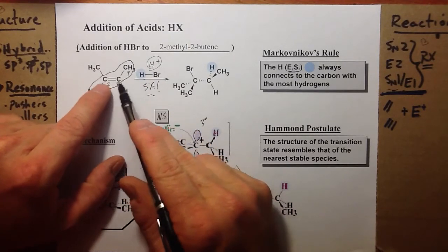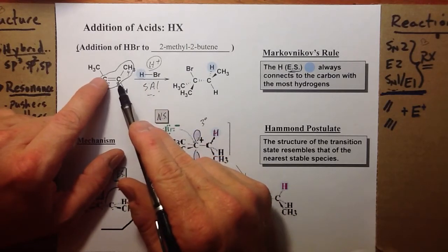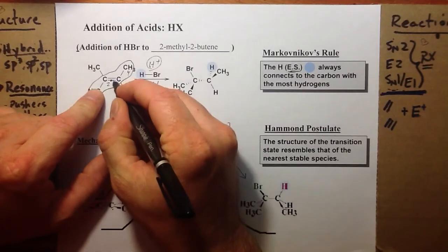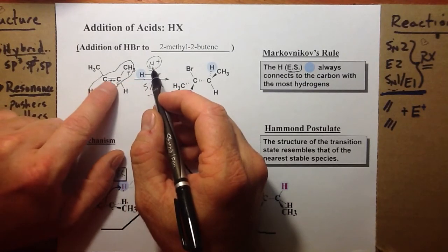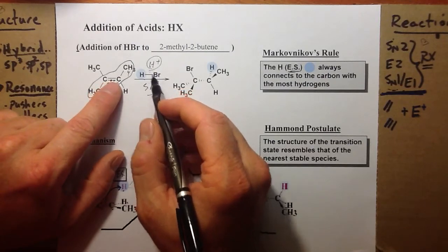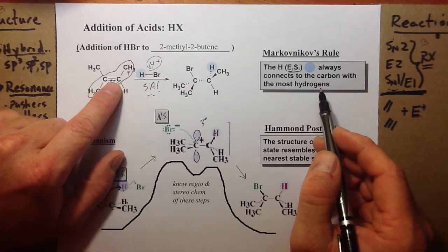How do we place that proton on these two carbons? They're not shared. The proton does not share between these two carbons. Two electrons have to commit. Pi electrons have to commit one of the two carbons to the proton. Which carbon do we bond to that proton? Markovnikov rule. To the carbon with the most hydrogens.